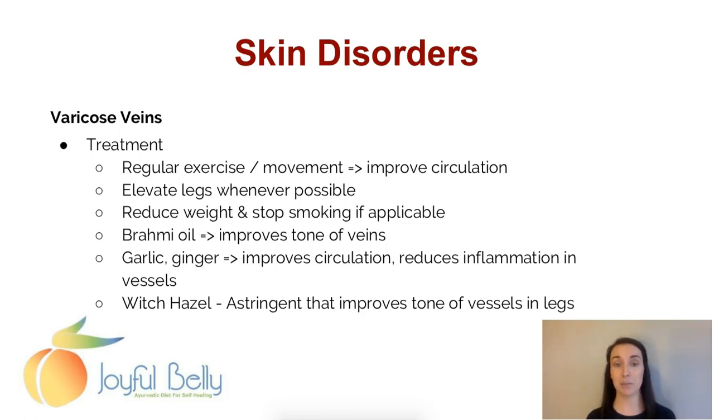Applying Brahmi oil improves the tone of veins. Internally, garlic and ginger improve circulation and reduce inflammation in the vessels. Another remedy is witch hazel, an astringent that improves the tone of the vessels in the legs.